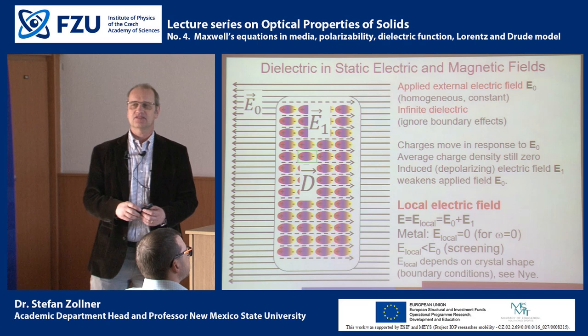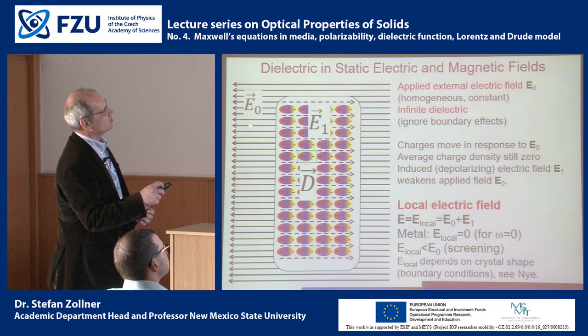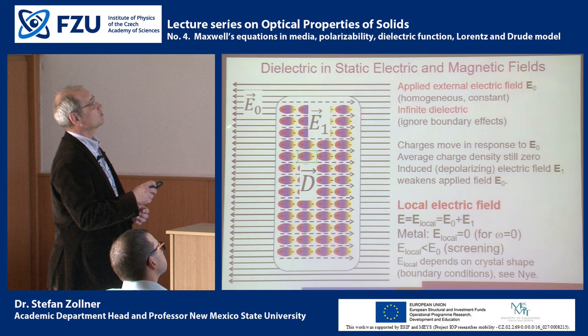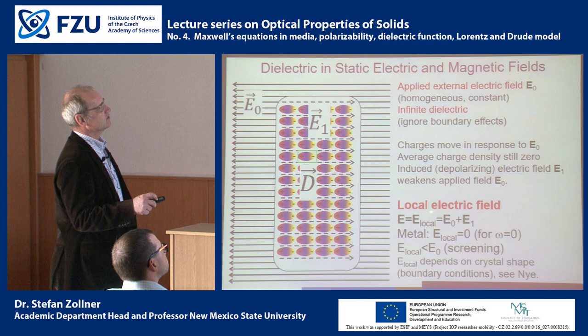So now, in addition to this externally applied field, there will be an induced field inside the material which opposes the external field. So the total field, the total electric field, sometimes called the local field, is the sum of the external field and this induced or depolarizing electric field.